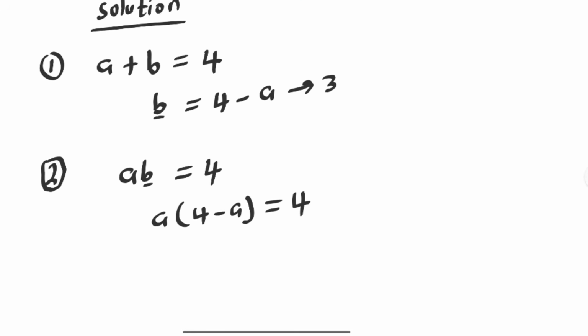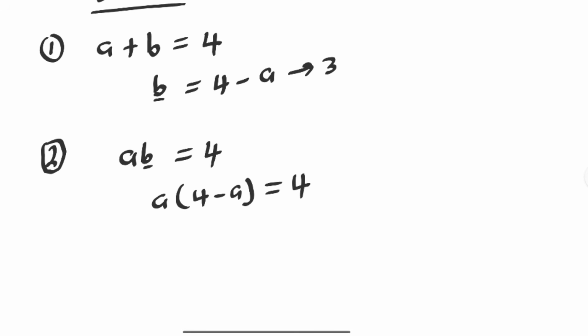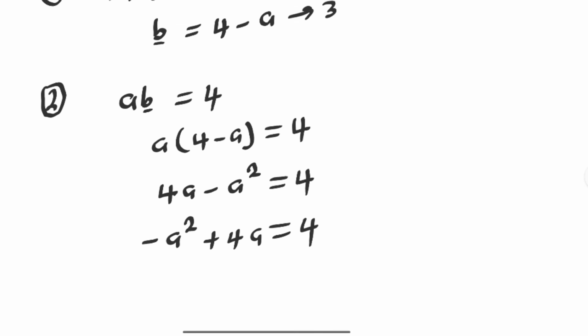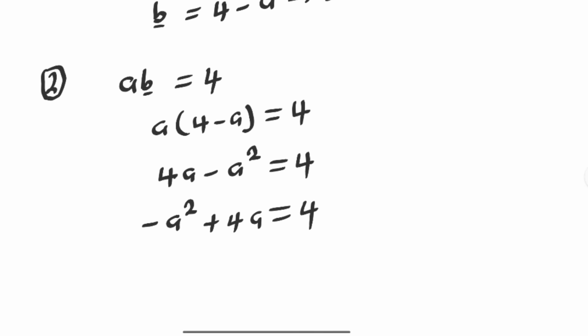Let us open this bracket. A multiplied by 4, 4a minus a multiplied by a, a square, is equal to 4. This can be written as minus a square plus 4a is equal to 4. Now let us bring this 4 to this side. We have minus a square plus 4a minus 4 is equal to 0.